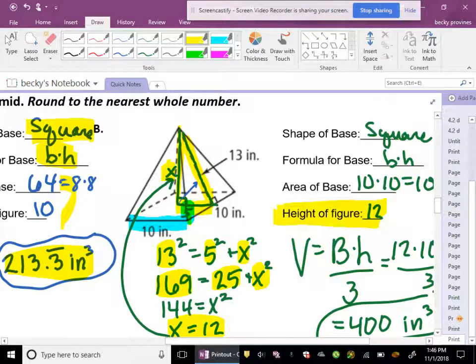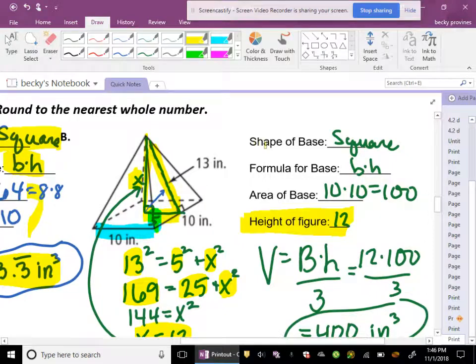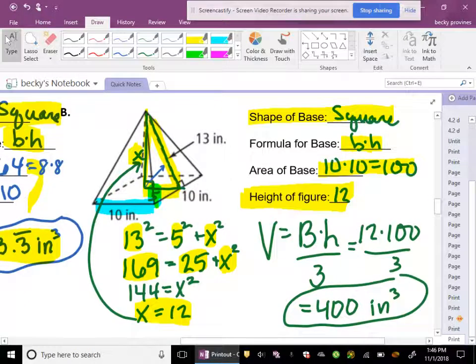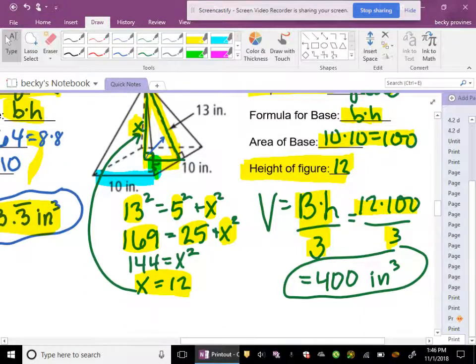Okay, so we're not finished. The base is a square. The formula for a square is base times height. So 10 times 10 is 100. So again, it's an easy equation. Base times height over 3. So 12 times 100 divided by 3 is 400 inches cubed. And we are finished. It's that easy.